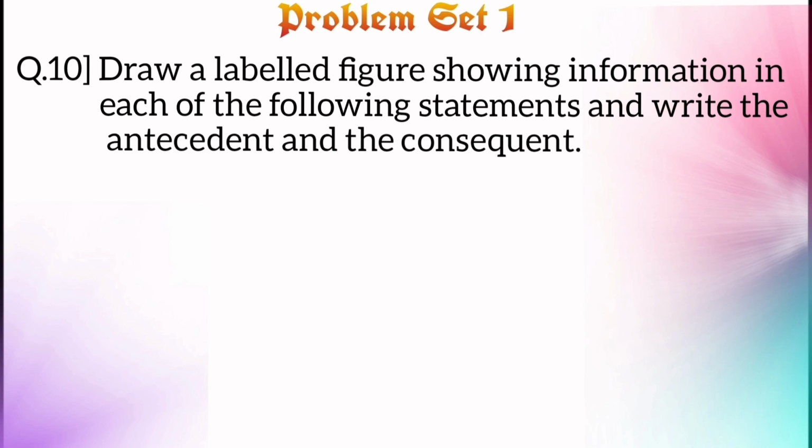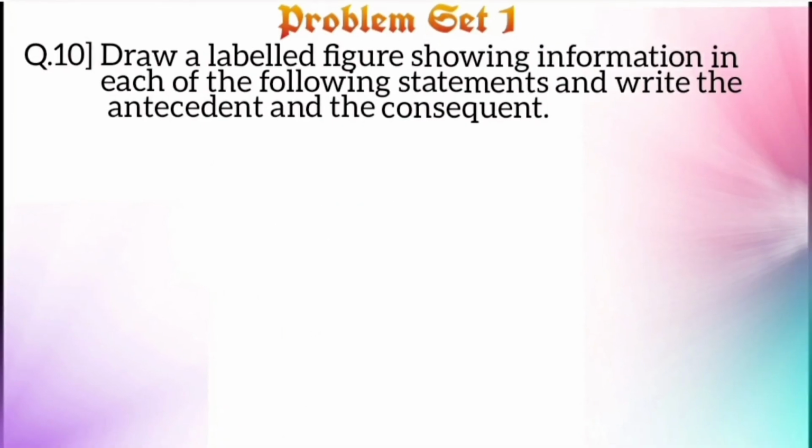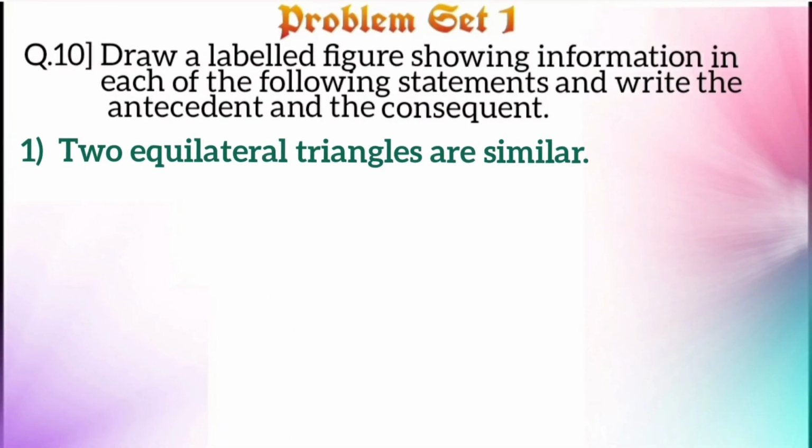Question number 10. Draw a labeled figure showing information in each of the following statements and write the antecedent and the consequent. So here some statements are given. We have to draw a diagram based on each statement and write the given and to prove part, because it is asked to write antecedent and consequent. So first one is: two equilateral triangles are similar.